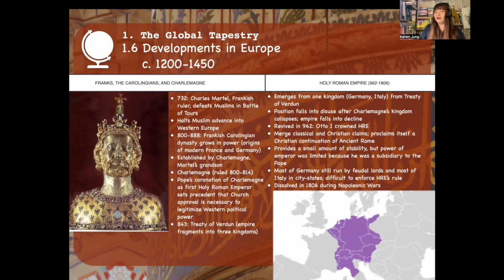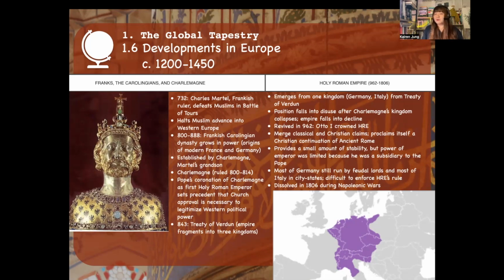Now, the Holy Roman Empire, HRE for short, for the purposes of our class, emerged from one kingdom from the Treaty of Verdun in 843. So Germany and Italy became one, but its position fell into disuse after Charlemagne's kingdom collapsed and the entire empire kind of fell into decline. It was revived, however, in 962 when Otto I was crowned Holy Roman Emperor and merged classical claims and Christian claims. They proclaimed themselves a Christian continuation of ancient Rome.